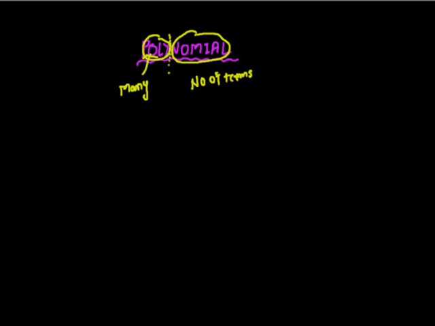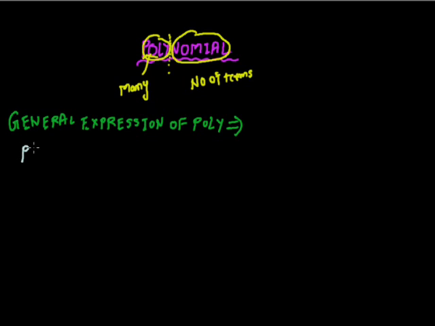Now we come to our next topic, the general expression of the polynomials. Let us define what is the general expression for polynomials. We can define it in such a manner: if any polynomial expression is defined in variable x, then it can be written as p of x. It can be written as p of x, or we can say it is a function of the variable x.